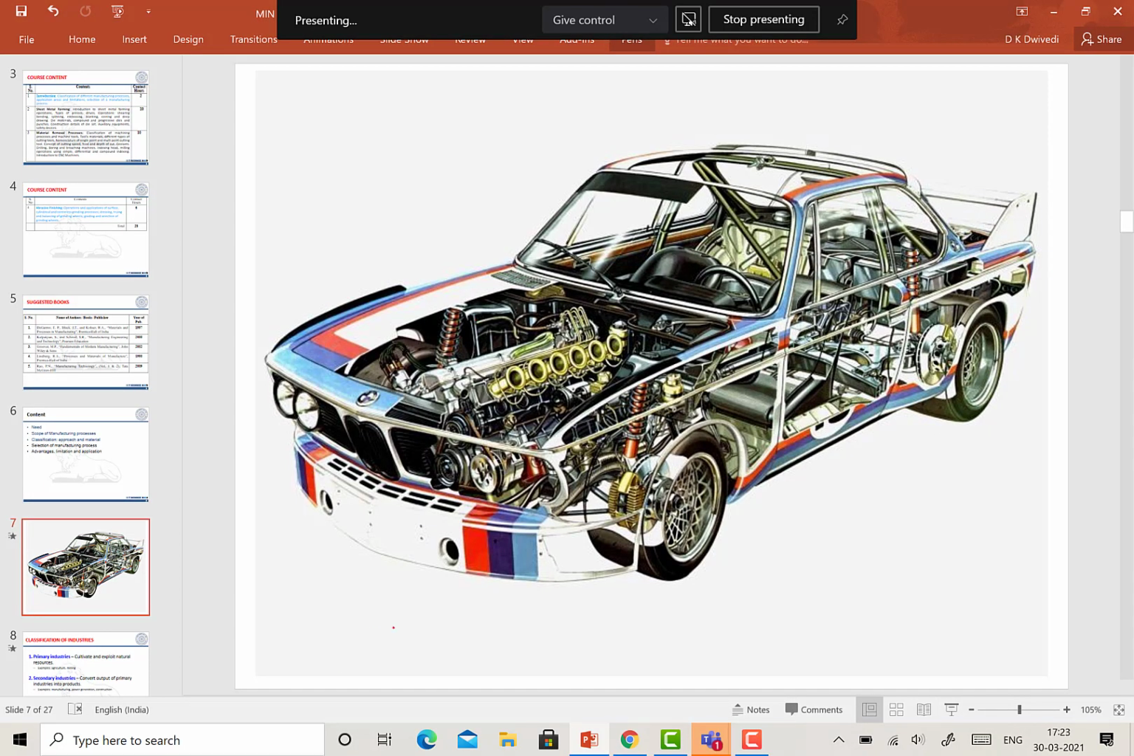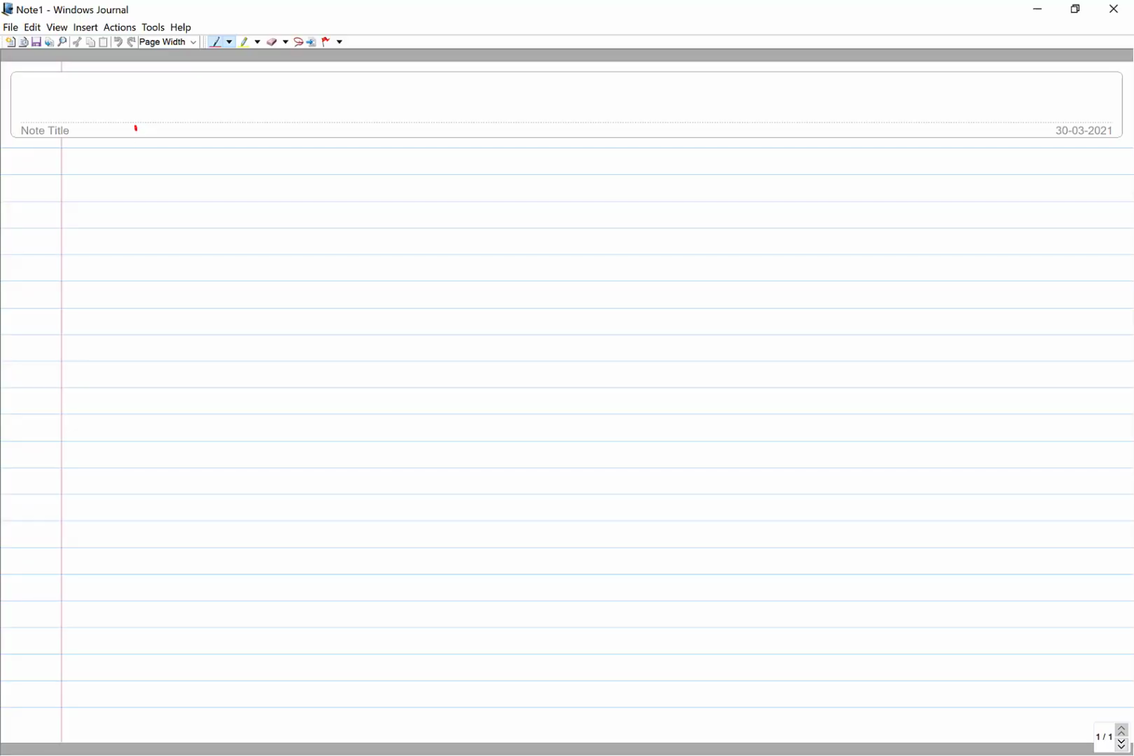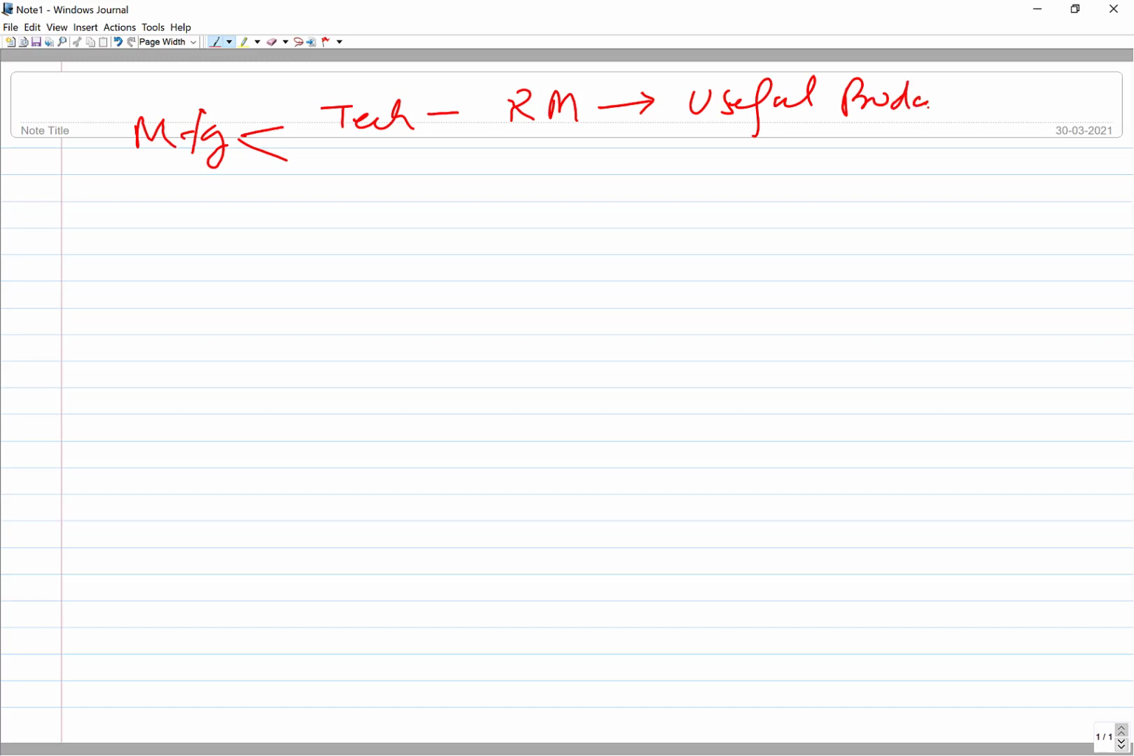Now I'll go on to define manufacturing. As I said, it is used for the creation of goods, but technically, manufacturing is defined as a process of converting raw material into a useful product. Technically it is about the conversion of the raw material into the final finished product, so that it can be used for the purposes as per the application.